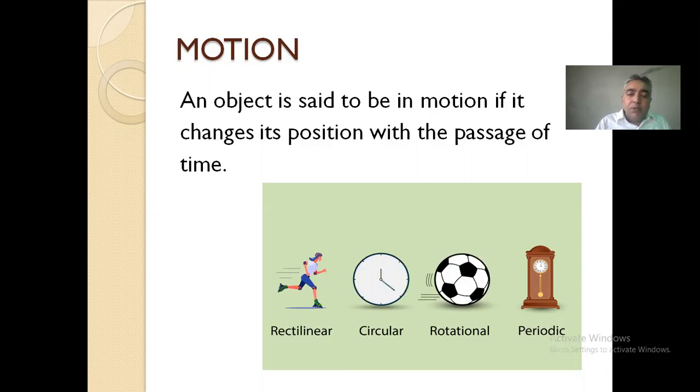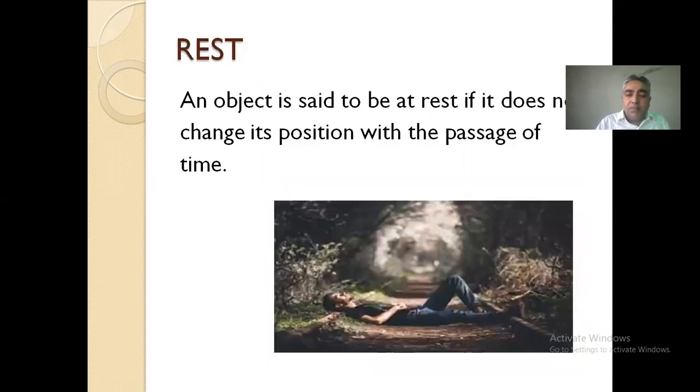As in the diagram, the motions are of four types. Rectilinear motion: if a person is going in a straight line, that is known as rectilinear motion. The needles in a watch moving is known as circular motion, and a ball going from one place to another is rotational movement. And periodic motion is a body changing its position to and fro, that is called periodic motion.